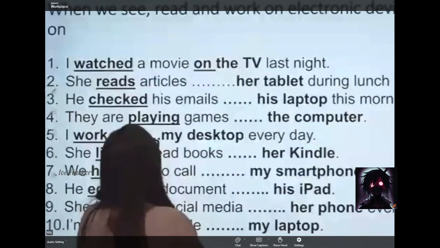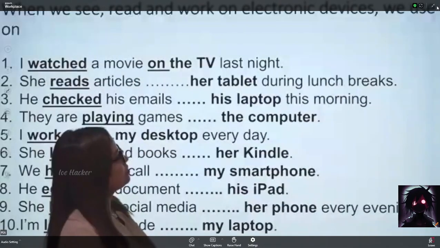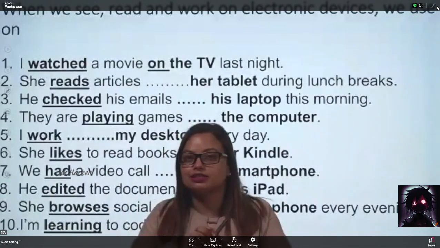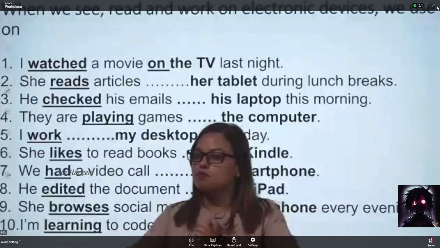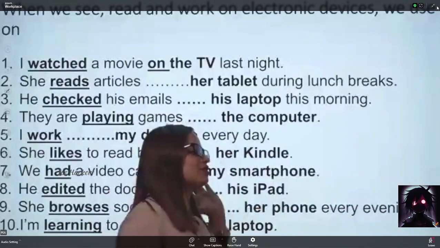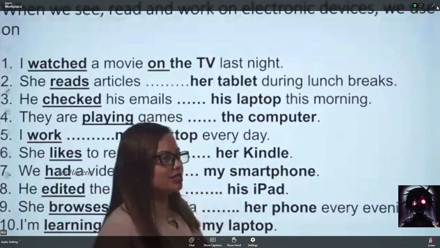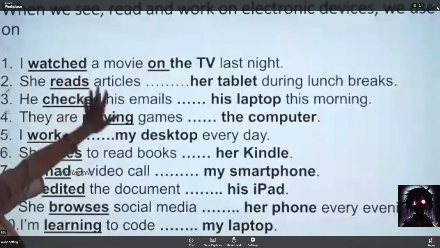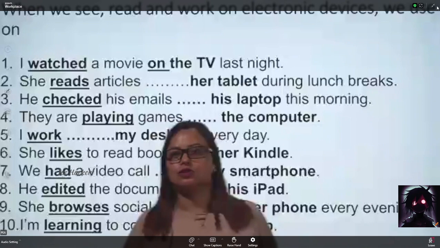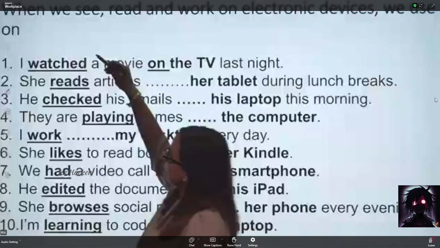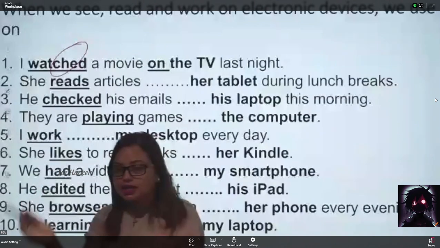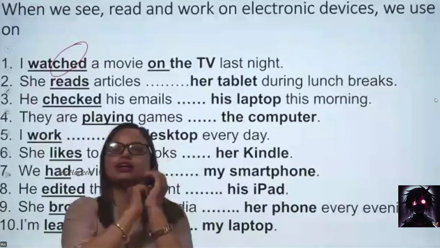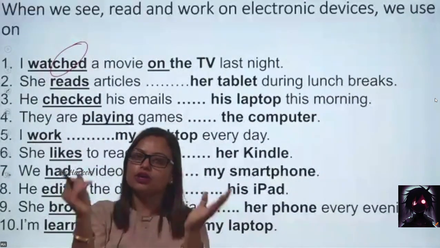Now see. When we see, read, and work on electronic devices, we use on. So on is used in multiple areas. It has multiple implications, and this is another use. So let's go for here. I watched a movie on the TV last night. Look at here. You are watching, you are doing something with your electronic gadget. In that scenario, you have to go for on.